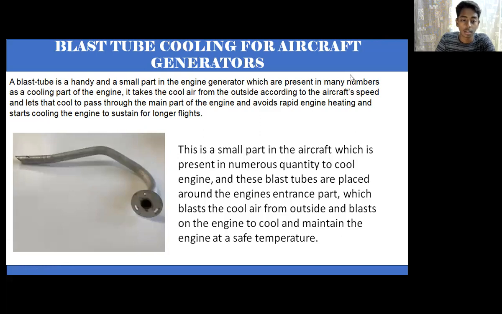So as we can see, this is the blast tube, which is a very small part but plays a very major role in cooling big machines. This is a small part in the aircraft which is present in numerous quantity to cool the engine, and these blast tubes are placed around the engine entrance, which blasts the cool air from outside onto the engine to cool it and maintain the engine at a safe temperature.